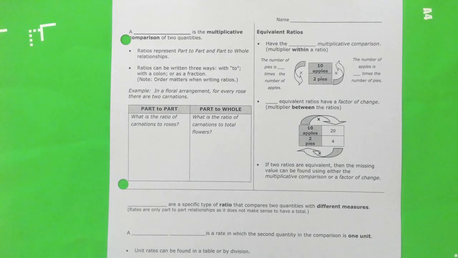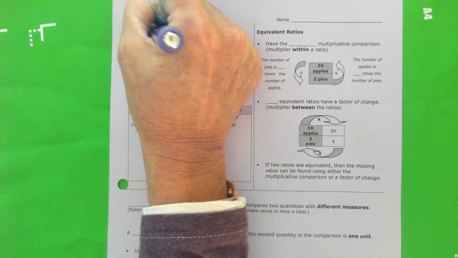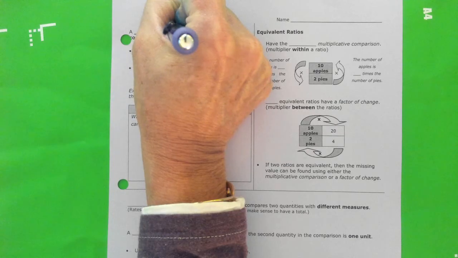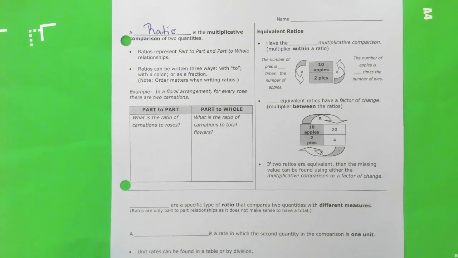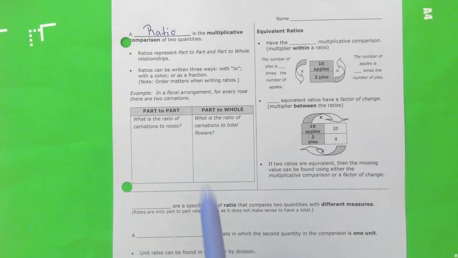A ratio is a multiplicative comparison of two quantities. That's what a ratio is. So let's fill in ratio. Poor Horatio. Now, ratios represent part to part, part to whole relationships.